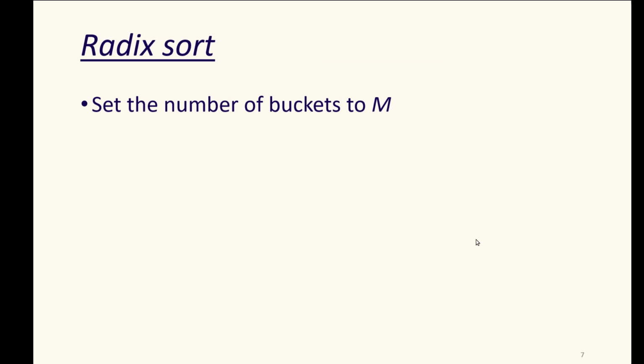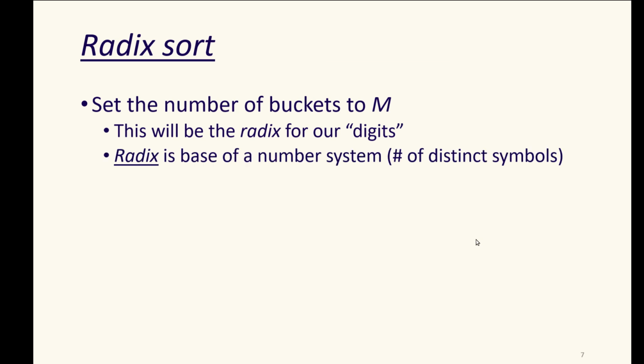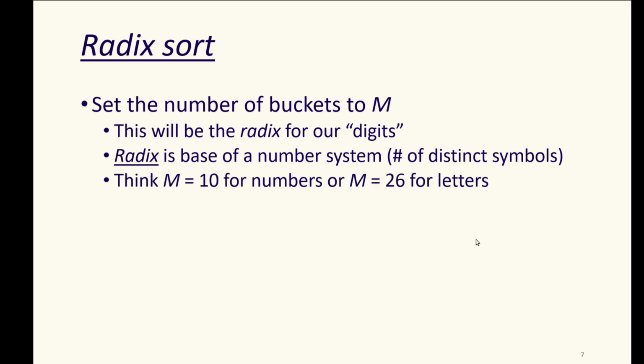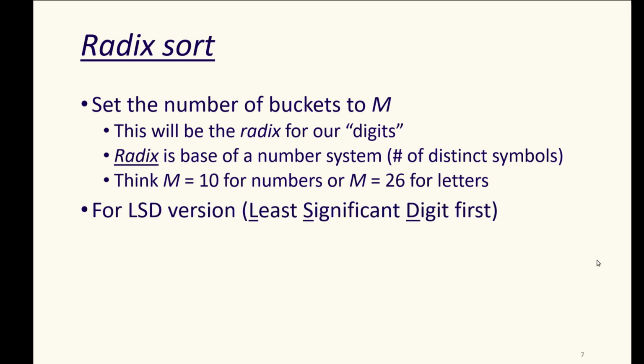We set the number of buckets to m, and this m will be our radix for our digits or for our characters. The radix is the base of a number system, or the number of distinct symbols. So for decimal numbers, that would be 10, and for alphabetic characters, that would be 26. Even for the ASCII table, there's a limited number for it. So we can create a bucket at each iteration for that character or for that digit.